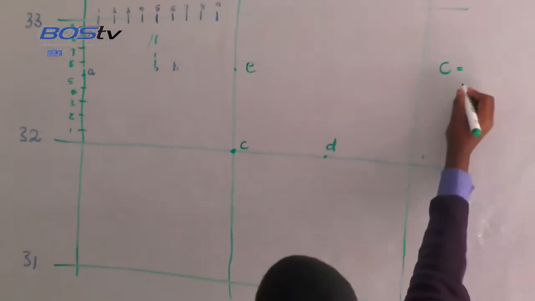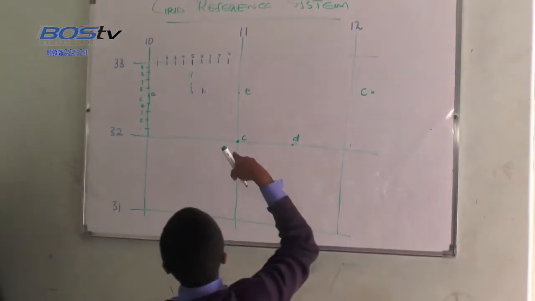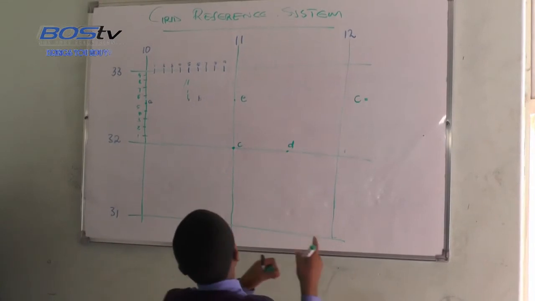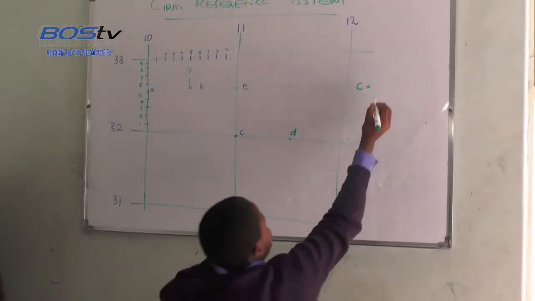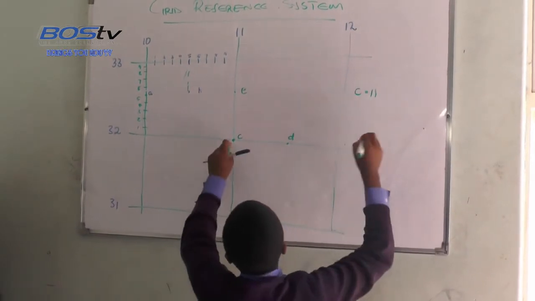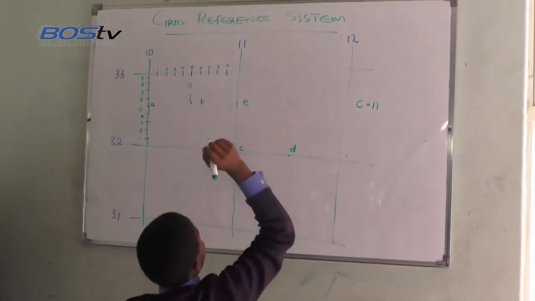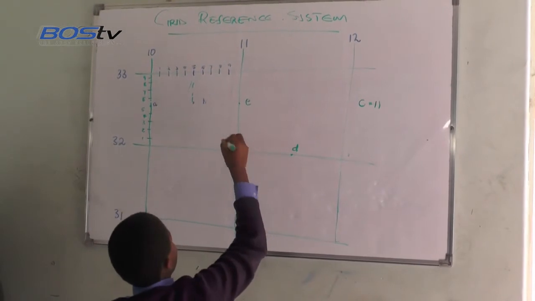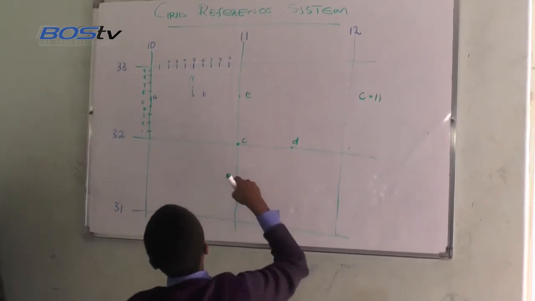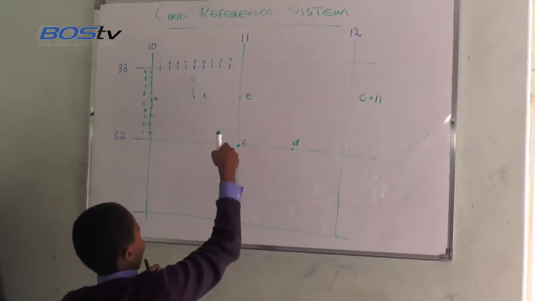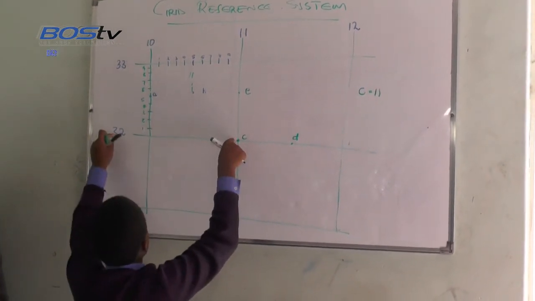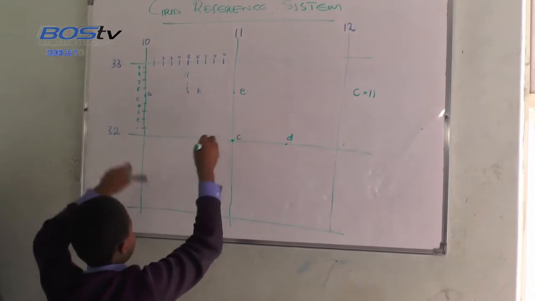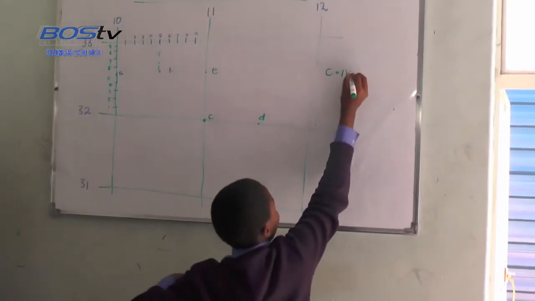The 4-figure grid reference for C is, we look at the eastings first, and the easting is 11 because the point C is right on 11. Then the northing, we look at the northing that is just below the point. So the northing is 32 because the C is right on 32.